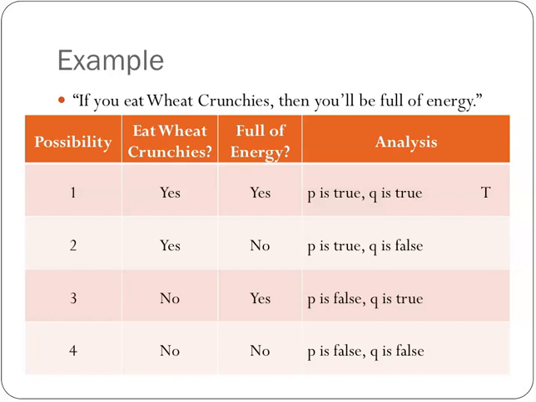All right, second possibility. Did you eat wheat crunchies? Yes. Are you full of energy? No. Well, the statement that was given to us, if you eat wheat crunchies, then you'll be full of energy, would contradict this. So if P is true and Q is false, this is going to be a false statement. It's contradicting the statement that was given.